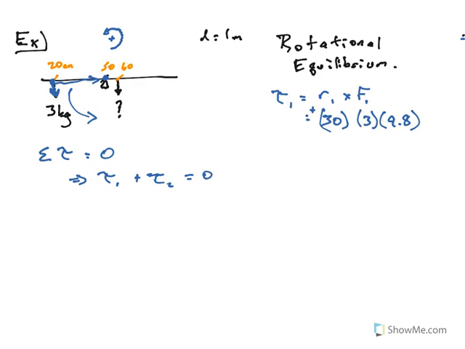What about torque 2? Torque 2 is R2 cross F2. Same way. What's his distance? Well, I need the distance from the point of rotation to where this force is applied. So I'm going from 50 to 60, and that's a distance of 10.